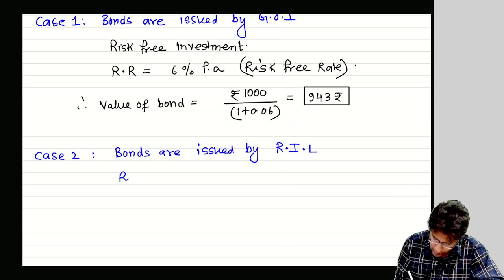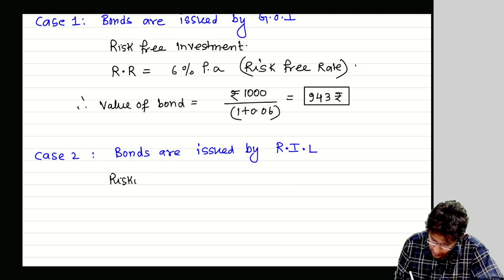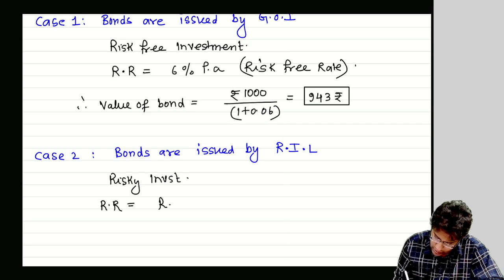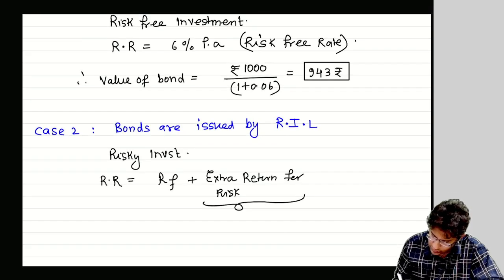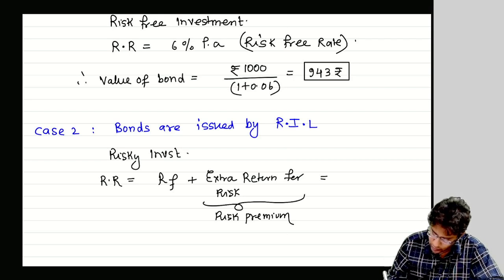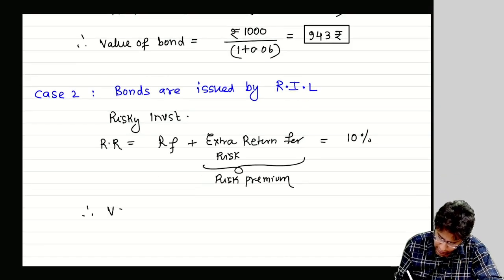Risky investment. What is your required return? You want a certain risk-free rate surely, plus some extra return for the risk. The extra return for the risk is what we actually call the risk premium. Let us say that works out to 10%. So 4% extra return is what this investor is expecting. Tell me now, what's the value of the bond?